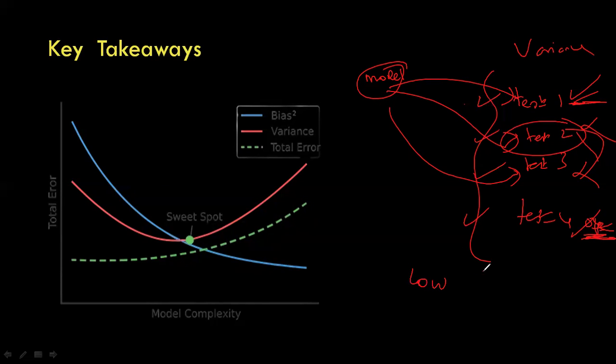Ideally, this is the expectation: low error, low variance. For each test data set, if I give it to you, your model should predict with higher accuracy. If the accuracy is less, that is your error. So error should be less. At the same time, across all the test data sets, the error should be somewhat similar. That means low variance.